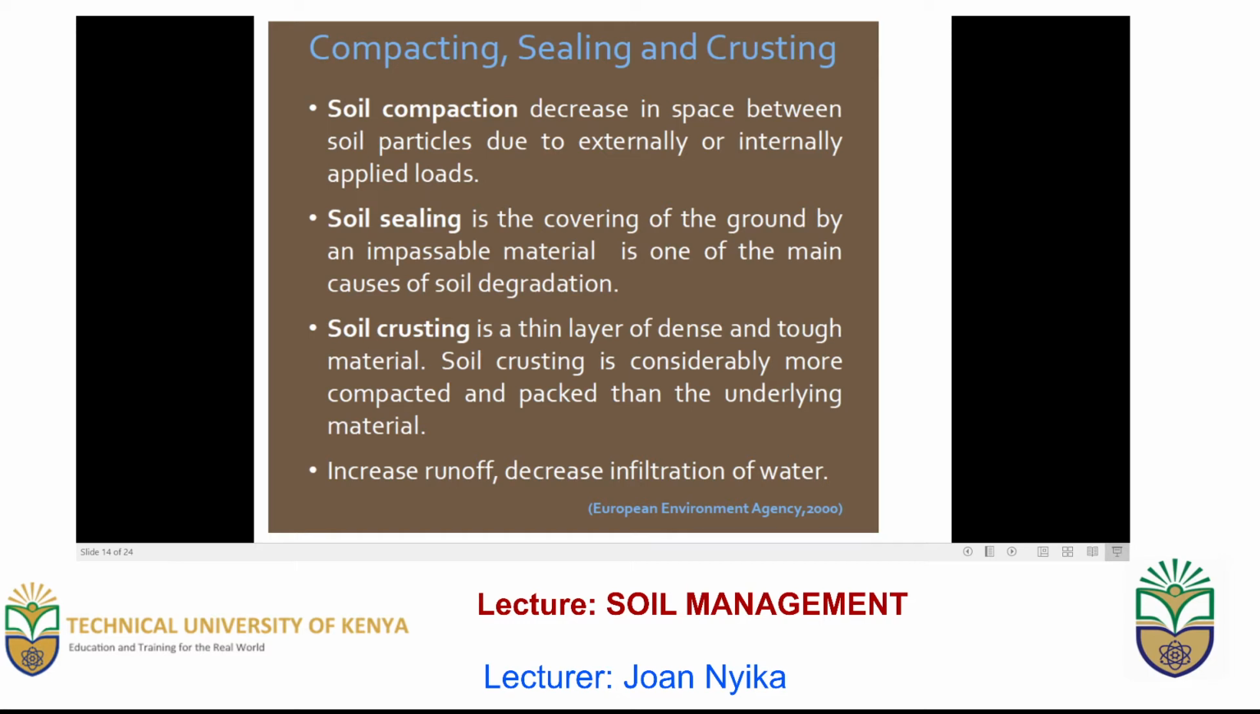Then there is what we call soil sealing, which is the covering of the ground by an impassable material, and is one of the main causes of soil degradation. For instance, during construction, the various soil layers will be turned, and usually some of them consist of rocks. And these rocks, when they are covered with other soil parts, cannot be seen, and hence they deter the movement of water. That is what we call soil sealing.